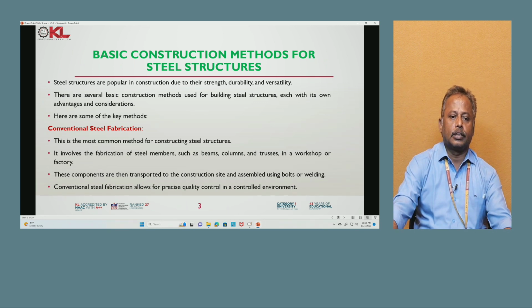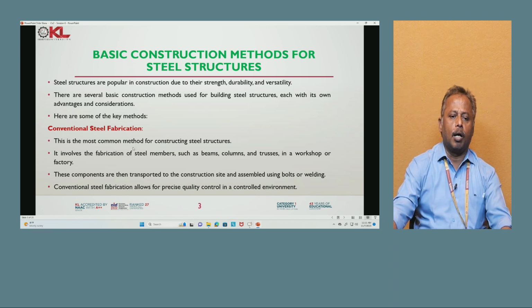Steel structures are popular in construction due to their strength, durability and versatility. Several basic construction methods are used for building steel structures, each with its own advantages and considerations. Now we will discuss some of the different methods. First, conventional steel fabrication.